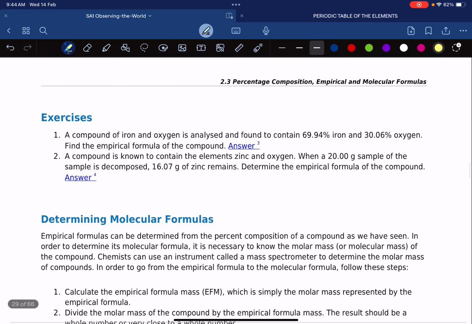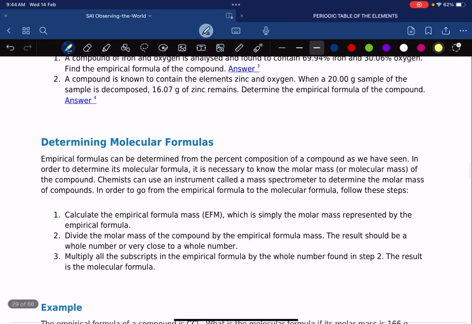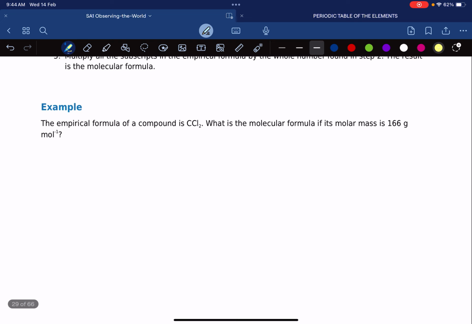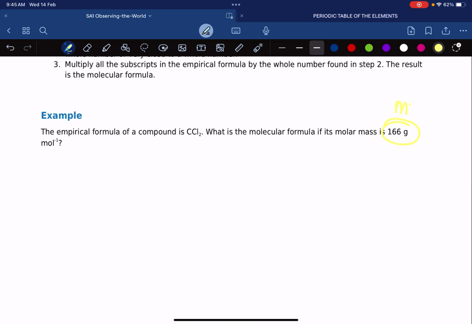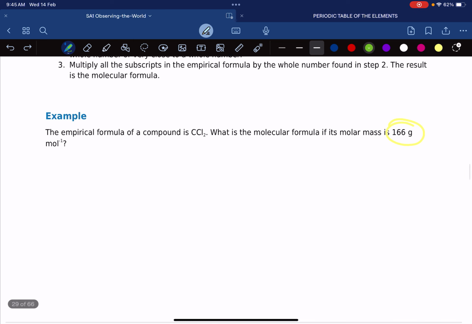So when we work out the empirical formula, it's very easy. Then we can go on to work out the molecular formula. This is the exact same question as just now. They say the molecular mass is 166. That means the molecular mass is 166.